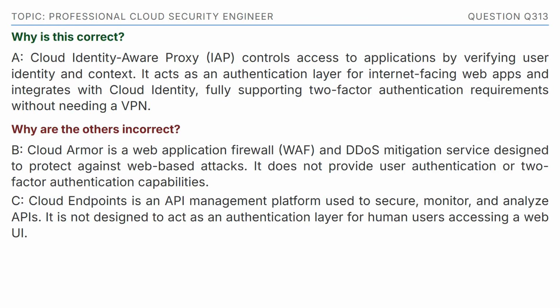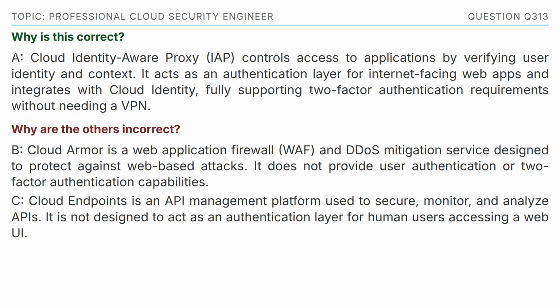A. Cloud Identity Aware Proxy, IAP, controls access to applications by verifying user identity and context. It acts as an authentication layer for internet-facing web apps and integrates with Cloud Identity, fully supporting two-factor authentication requirements without needing a VPN. Why are the others incorrect?